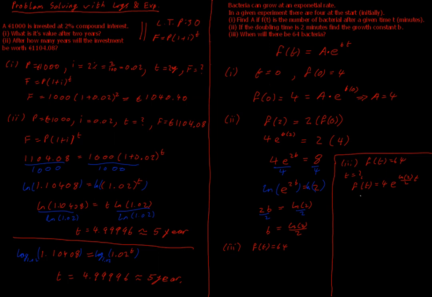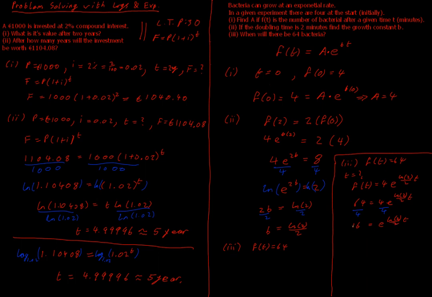And now I want to find when that is equal to 64. So 64 is equal to 4 e to the ln of 2 all over 2 t. Divide both sides by 4 to isolate e. And then we're going to take the natural log of both sides, just as we did before. And we get 16 is equal to e to the ln of 2 all over 2t.